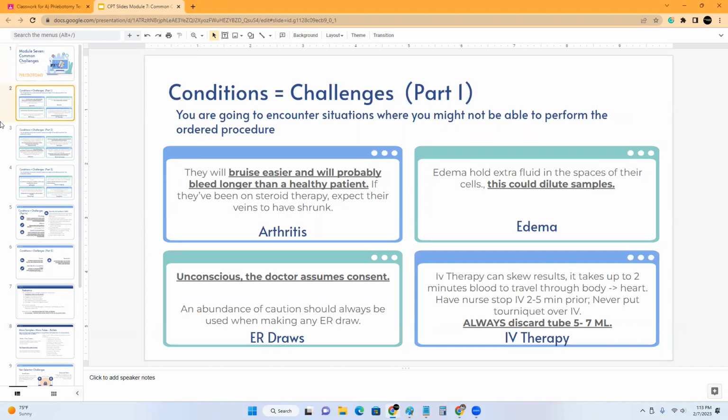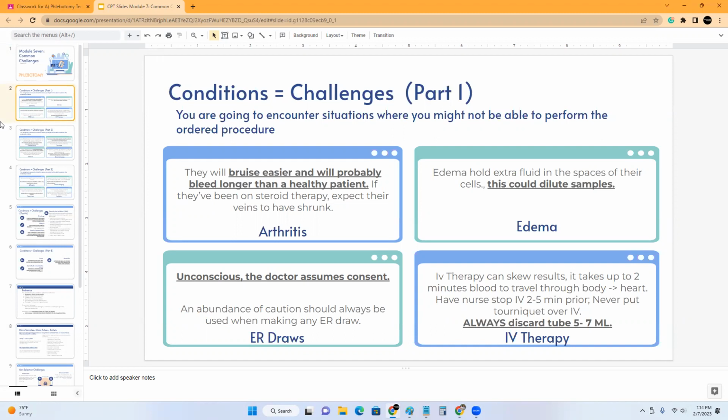So first we have arthritis. They'll bruise easier a lot of times, or they may bleed longer than a healthy patient. If they're on some steroids, they may have some shrunken veins. Edema is where there's swelling in the tissues, and it can hold a lot of extra fluids in the space of their cells. This could actually cause some diluted samples.